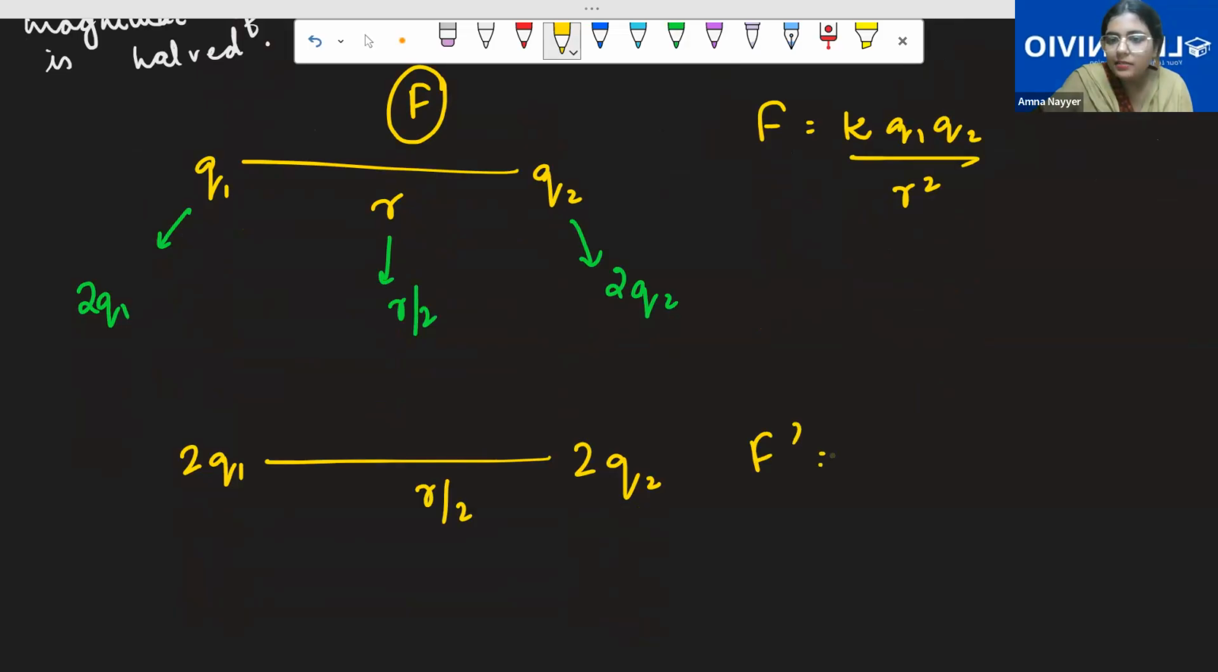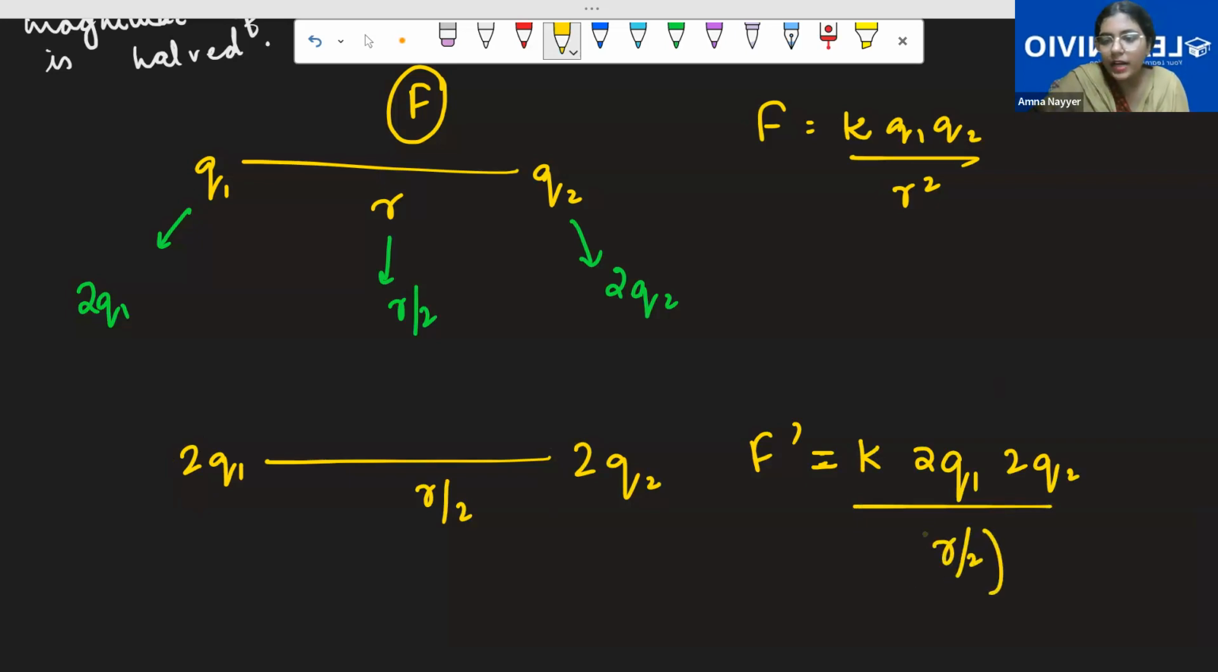Now let's apply Coulomb's law for this new force. What's the formula? 1 over 4 pi epsilon naught, that is K. First charge Q1, what is our Q1? This time it is 2q1. What is Q2, second charge? That is 2q2. So K 2q1 into 2q2 divided by r square, so this will be r by 2 whole square. I've just applied the law.